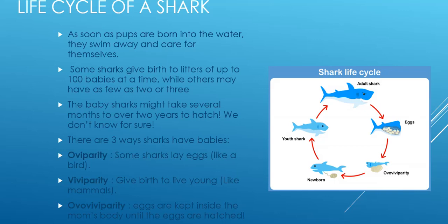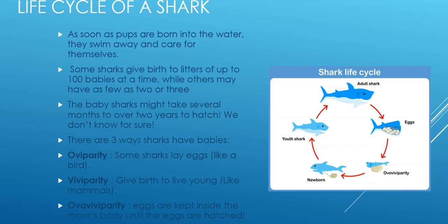Life cycle of a shark. Remember that there are 3 different ways that sharks have babies. The first way is that some sharks do lay eggs. The second is that some sharks give birth to live young. And then the third way is that the eggs are kept inside the mom's body until the eggs are hatched. So the eggs hatch inside the mom's body. So those are the 3 ways that sharks have babies.